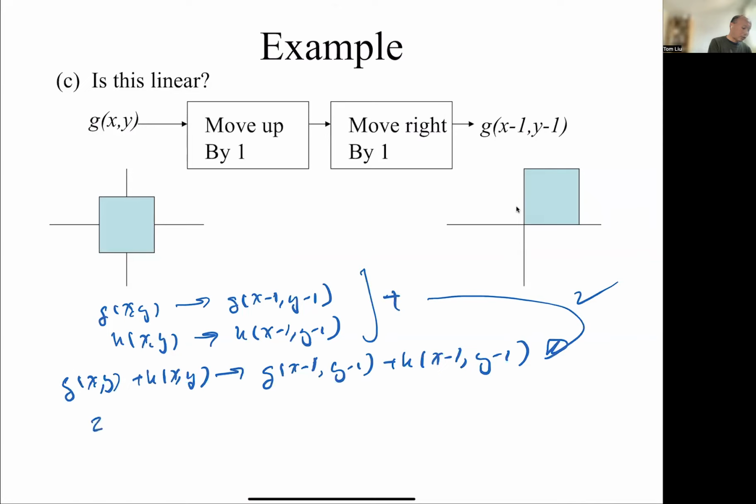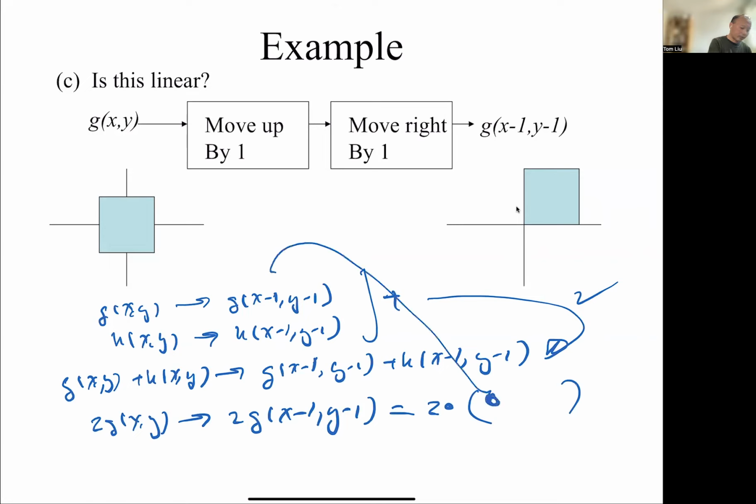Similarly, if I had 2g of (x, y), that would just say shift that function. And this is just equal to 2 times my original shifted function. So this is 2 times that, right? So that satisfies scaling. So yes, it is linear.